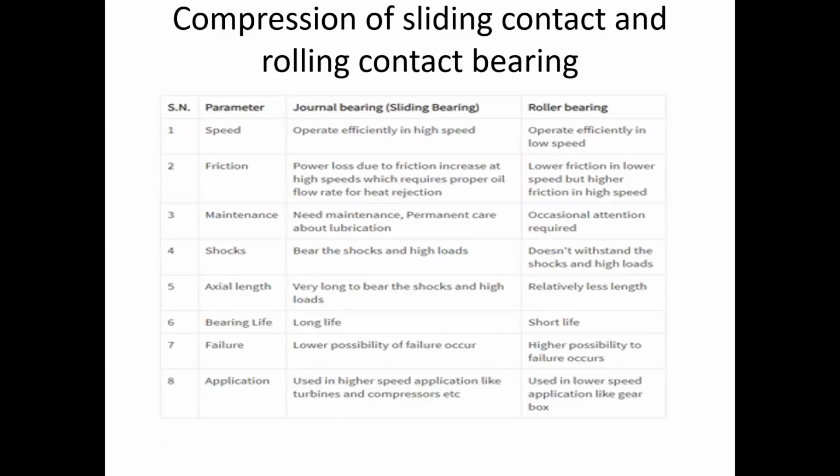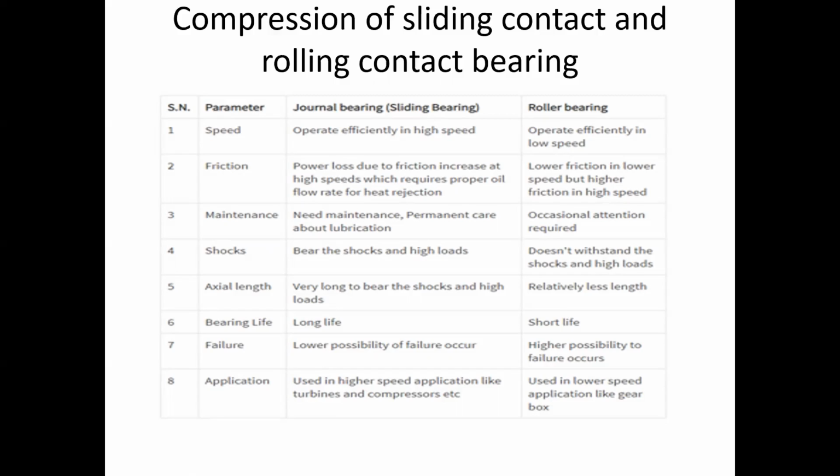Now, if we compare the sliding contact bearing and the rolling contact bearing, we can compare it on 8 points. If we talk about the speed, journal bearings are used for higher speed operations. Roller bearings are used for low speed operations. If you talk about the friction, power loss due to friction increases at high speed, which requires proper oil flow rate for heat rejection. Lower friction in lower speed, but higher friction in high speed. So at very high speed, the roller bearings are not recommended, journal bearings are recommended.